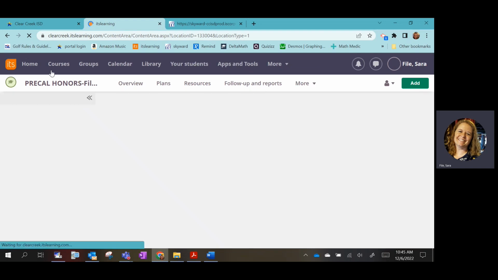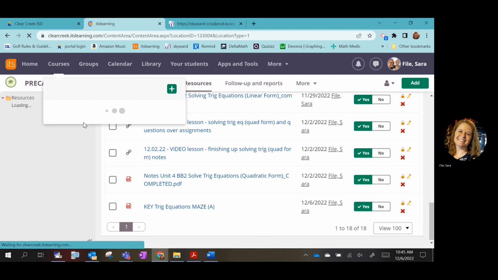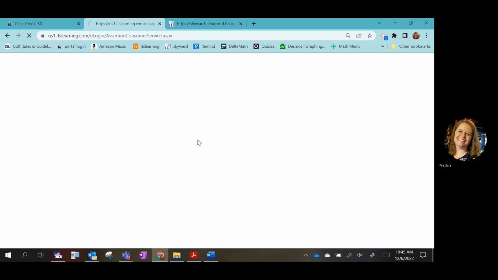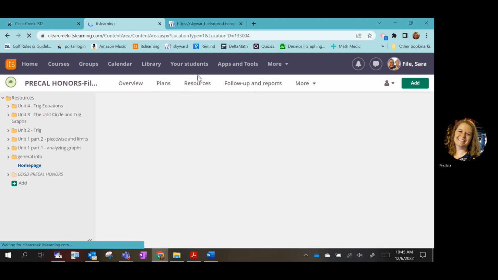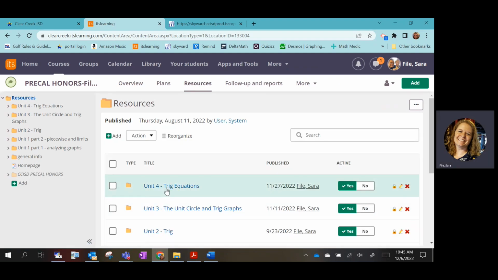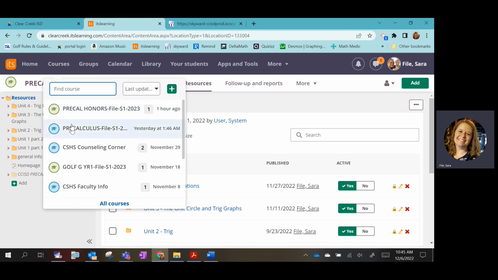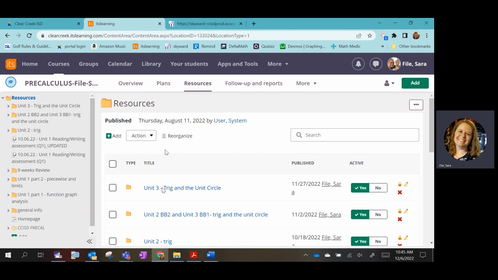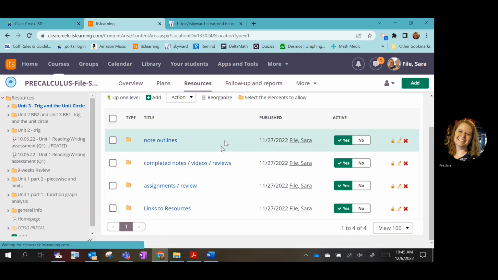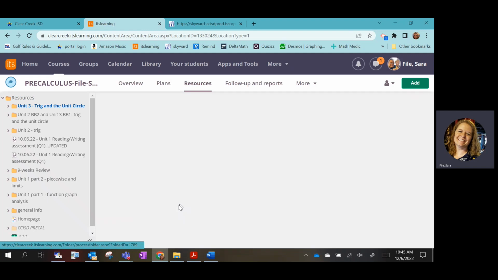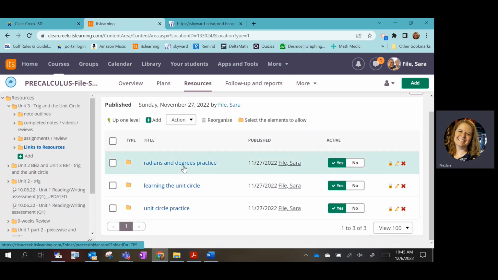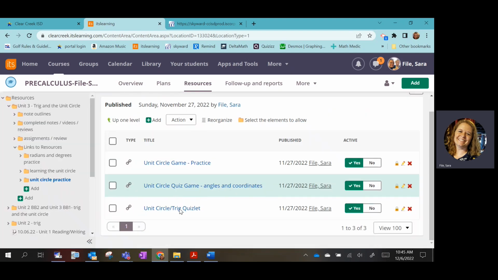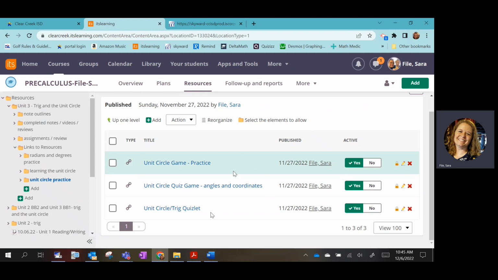I'm going to just point it out to you one last time. Oh, great. Yeah, sign in. So resources, oh, this is the wrong class, precal. Unit 3, and then there's this links to resources. You can do radian and degree practice, learning the unit circle, and then unit circle practice would be more of actually practicing the coordinates and the trig values there.